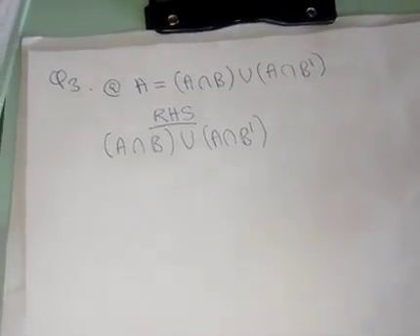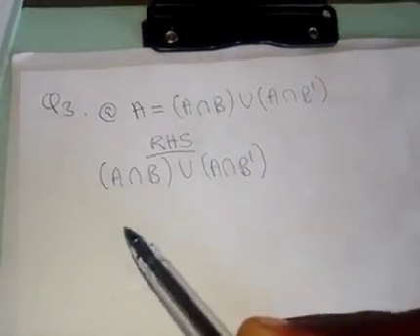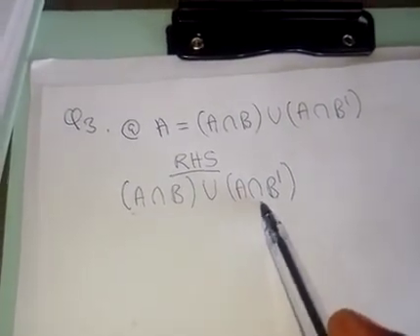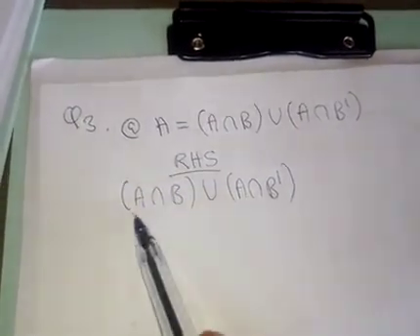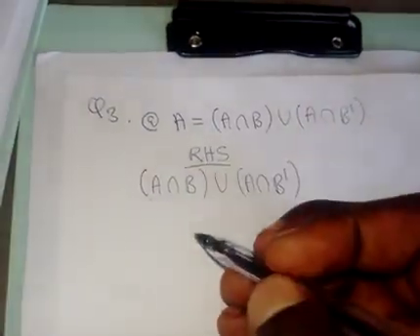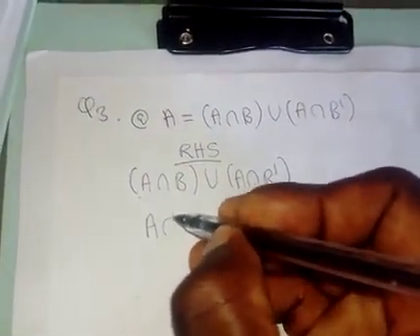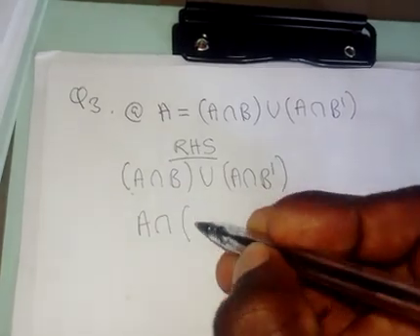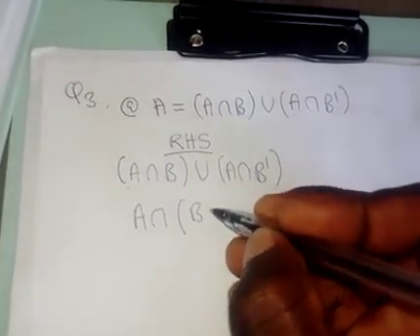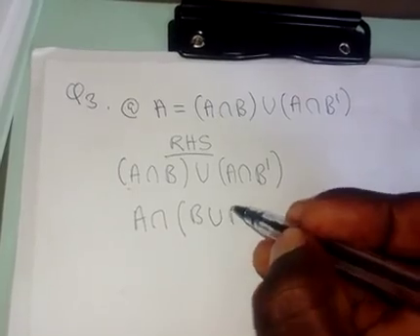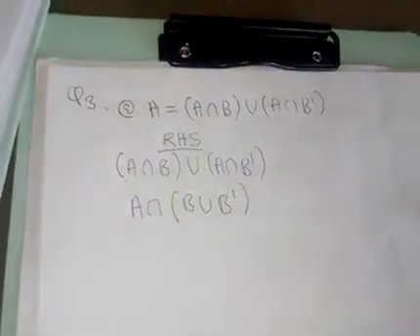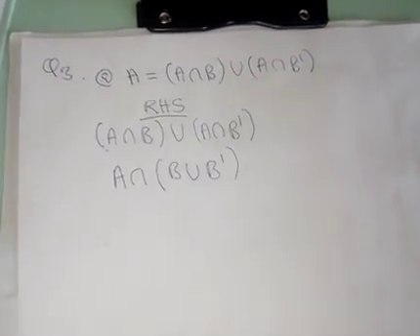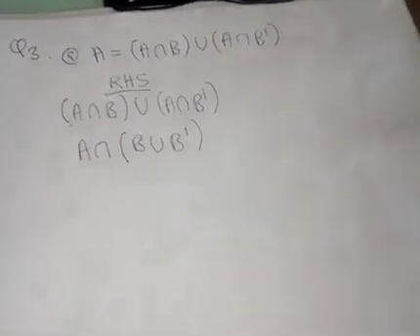Here, if you check under the distributive laws, you have A intersection, which is common, so it can be factored out. So we have A intersection, then what will remain? Just B union B complement. What have we used? We have used the distributive laws.